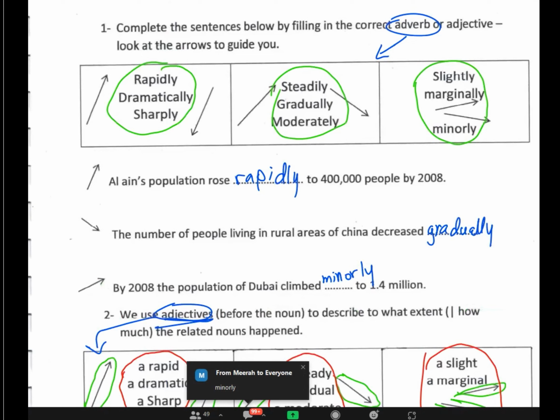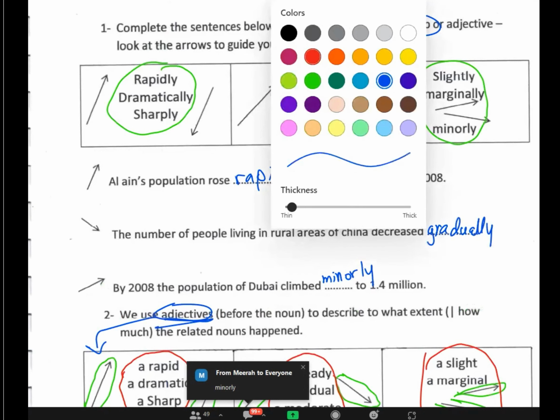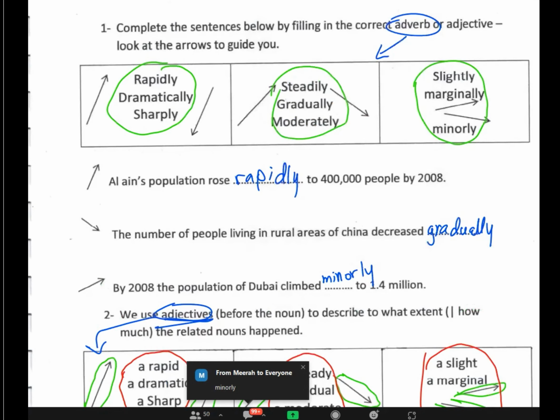Now let's see what kind of words are these. Rose rapidly. What is rose in grammar? Verb, the past of rise. What is rapidly?